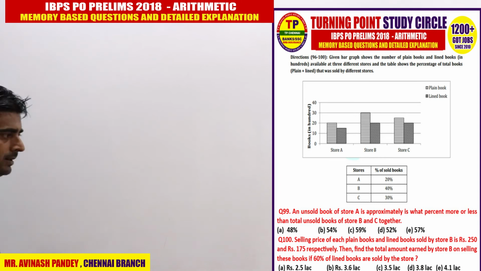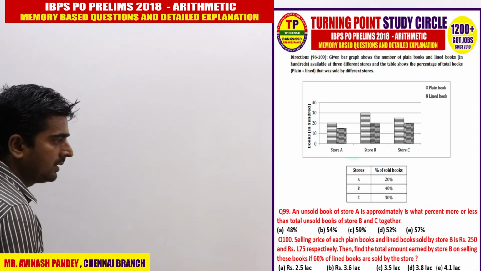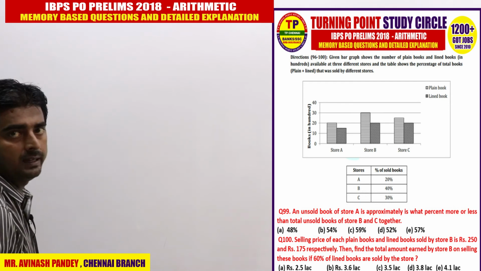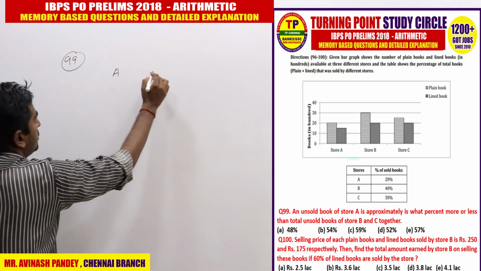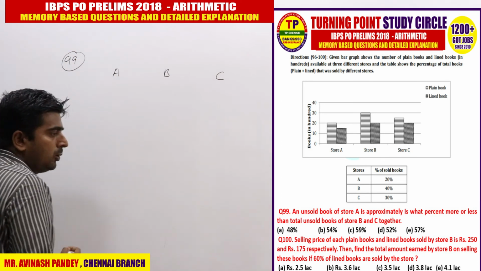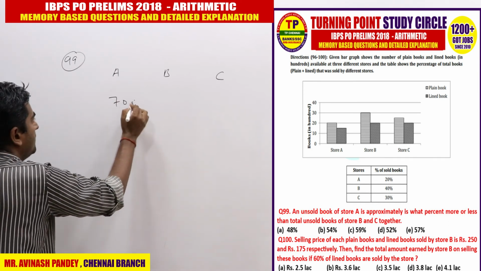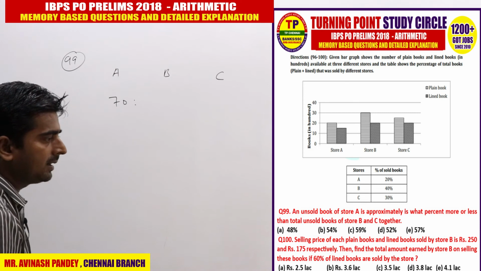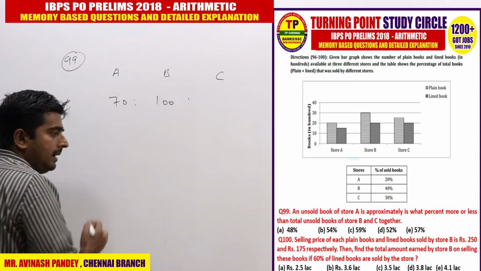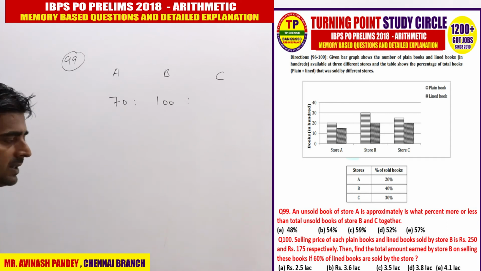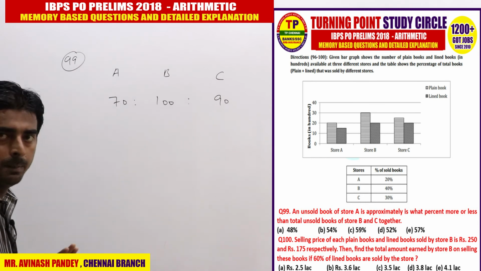Now we will see the fourth question. An unsold book of store A is approximately what percent more or less than total unsold books of store B and C together, right? So again, I am just changing the data here. You have store A, store B, and store C. In store A, how many books are there? 20 plus 15, 35. I am just doubling this number for my simple calculation. In store B, 30 plus 20, which is nothing but 50, double of this number, 100. Then store C, you have 25 plus 20, 45. I am just doubling this number, 90, so that my calculation will be simple, right?